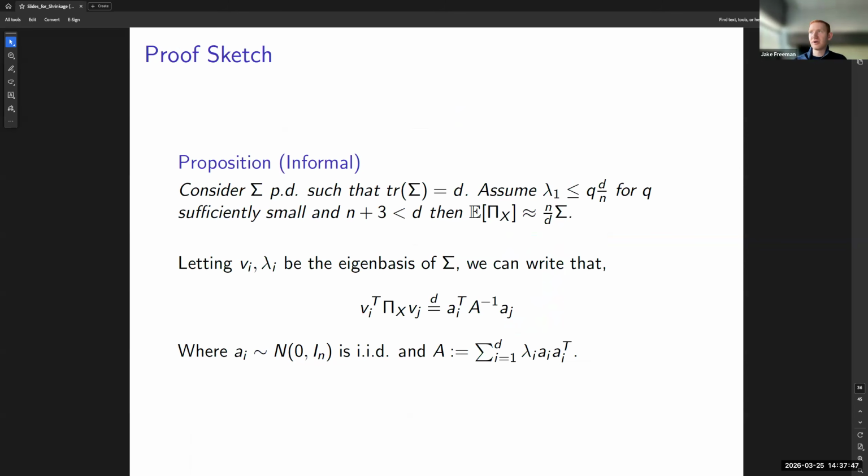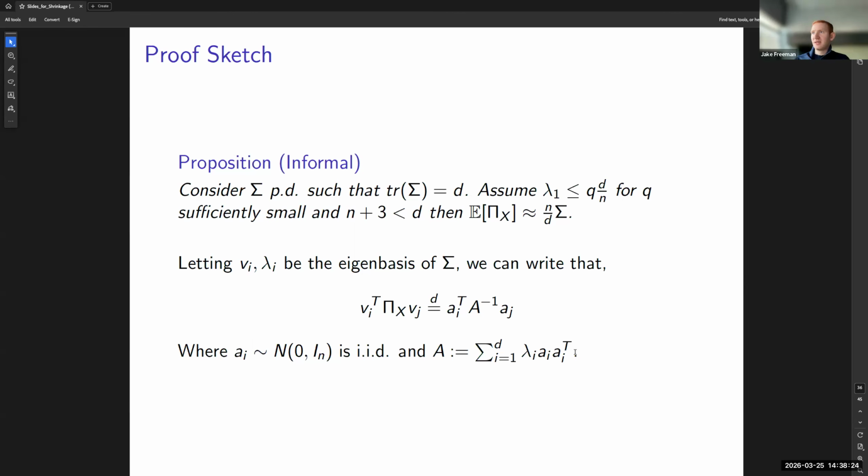So the goal here is just to show that it's approximately a scaled version of your covariance matrix, which makes sense. If you take the trace of both sides, you get basically n. So that's good. And we're going to take Q to be sufficiently small. That's also great. If we think about sigma as diagonalized in a basis, and we look at the off-diagonal entries, they're going to be mean zero here. This is just decomposing our projection matrix.